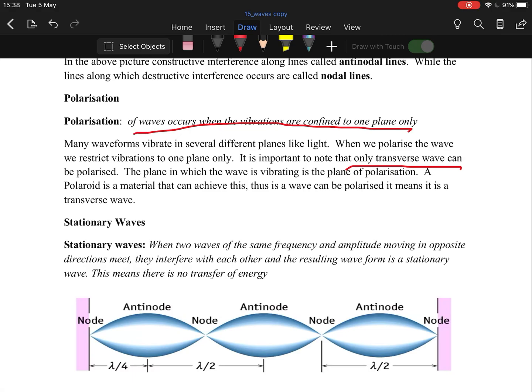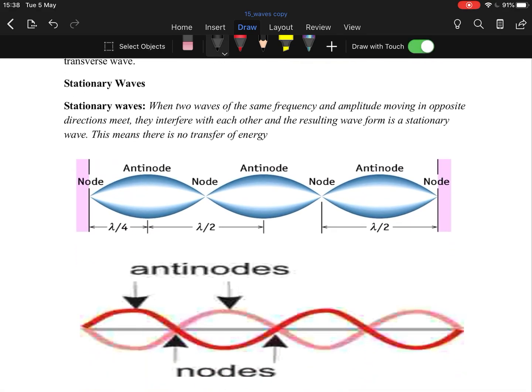All right, so stationary waves. What are stationary waves? When two waves of the same frequency and amplitude moving in opposite directions meet, they interfere with each other, and the resulting wave is a stationary wave. This means there is no transfer of energy.